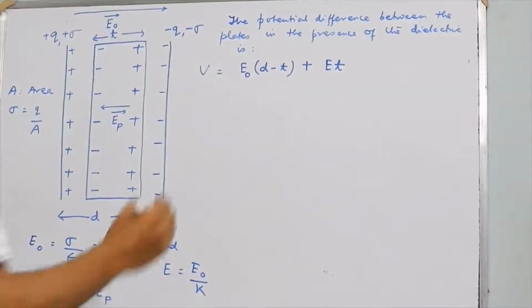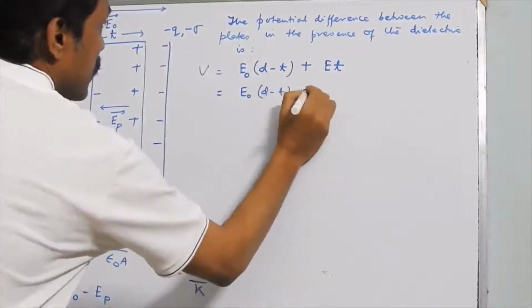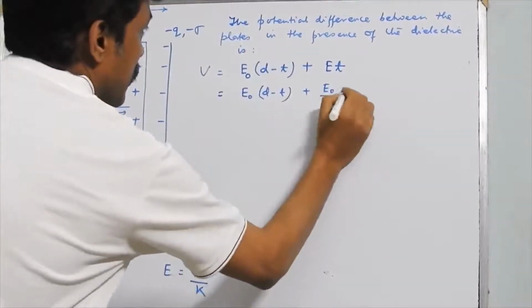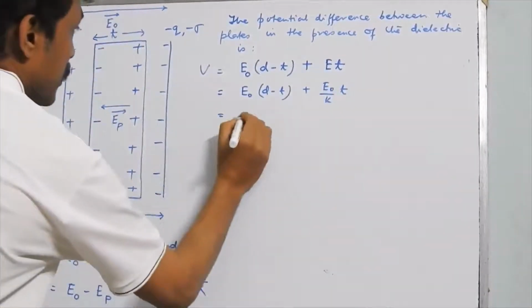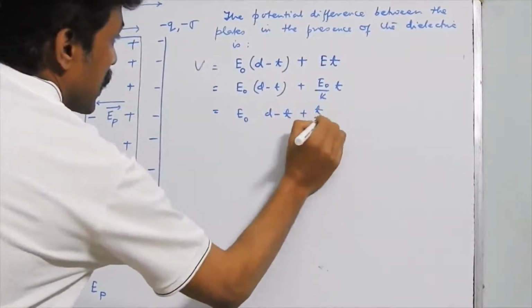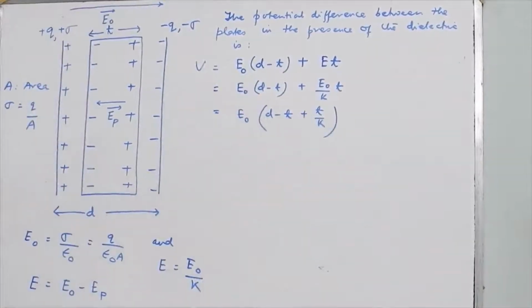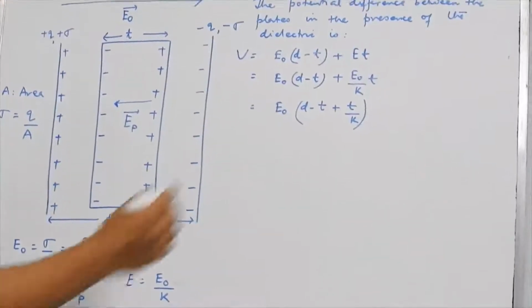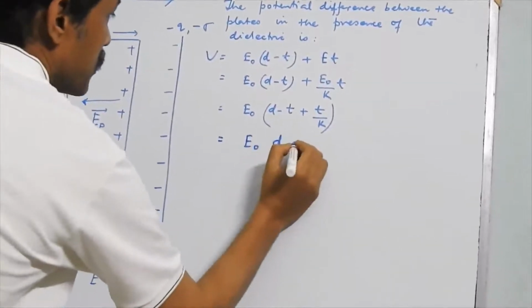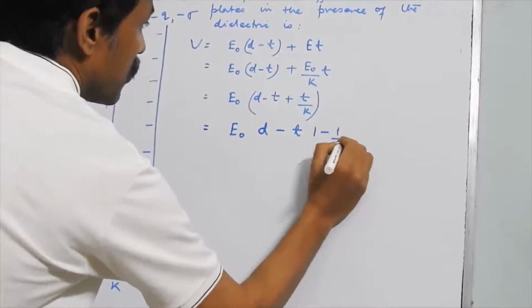So now, in E0 into (d minus t), instead of E we can write E0 by K. If we take E0 common, we get d minus t plus t by capital K. So if I take t common, this becomes d minus t times (1 minus 1 by K).